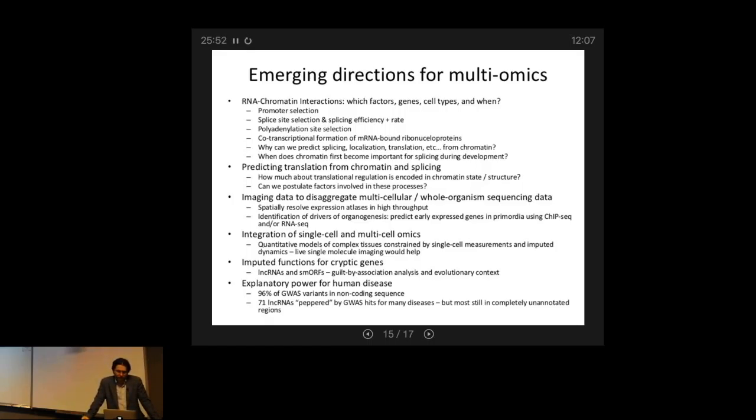Disease Network in zebrafish. So 96% of disease-related GWAS variants in human are still in non-coding variants and still completely unexplained. There's a whopping 71 long non-coding RNAs that are peppered by GWAS hits for multiple diseases, so you can really be pretty confident those are disease-related long non-coding RNAs. But that's 71 out of 15,000. We have absolutely no idea what the vast majority of these genes do, so guilt by association analysis would really be a hope for that.